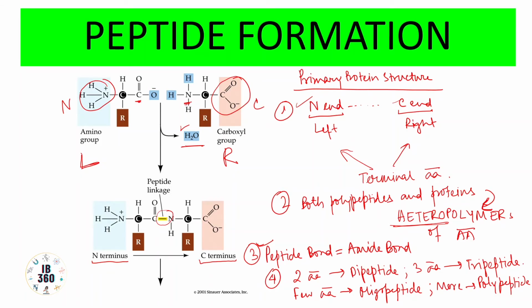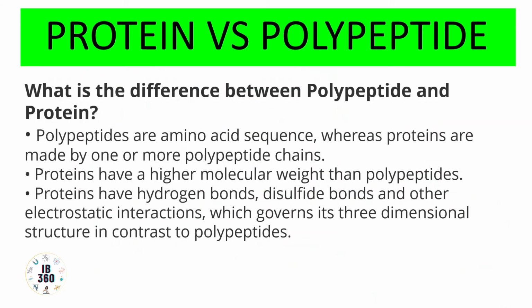Then that is polypeptide. But proteins are basically the larger versions of polypeptides. Proteins are made by one or more polypeptide chains, and hence they will have a higher molecular weight than polypeptides. Also, since proteins show various degrees of folding, a primary, secondary, tertiary or quaternary degree, they show varying degrees of intra-protein folding basically.